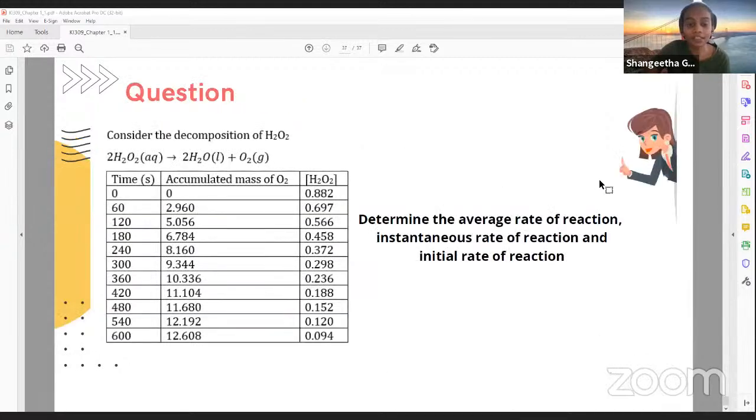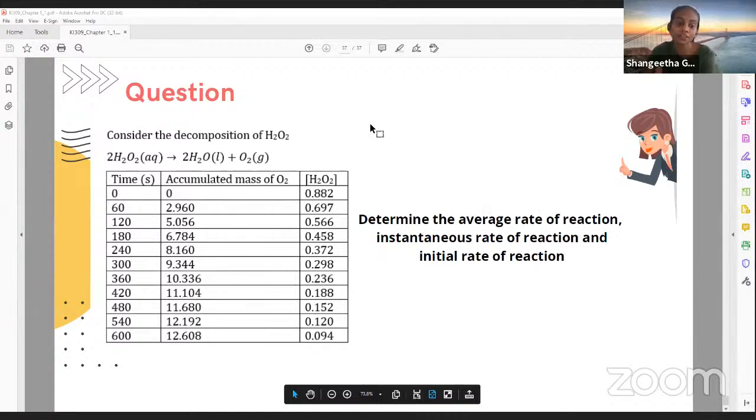So I will leave you with this question. Try to do this question. Determine the average rate of reaction, instantaneous rate of reaction, and initial rate of reaction for the results here. You can also plot your graph using Graphmatica.